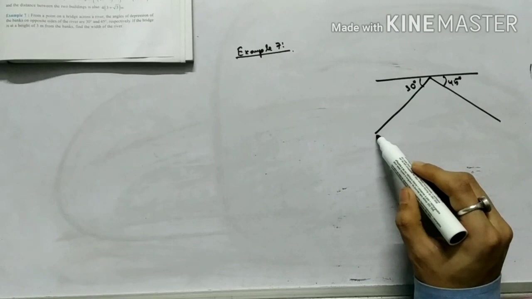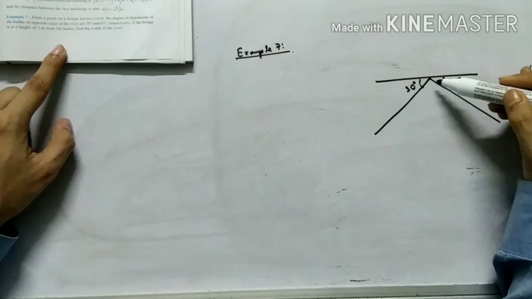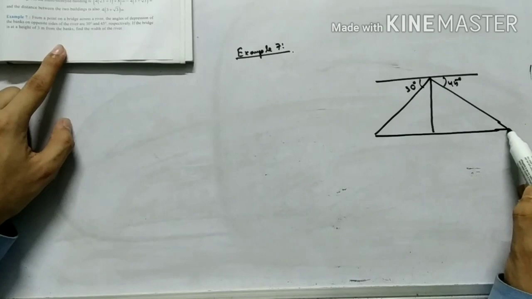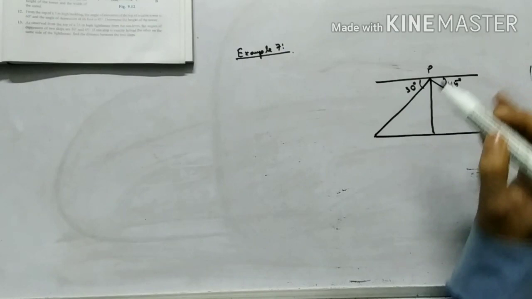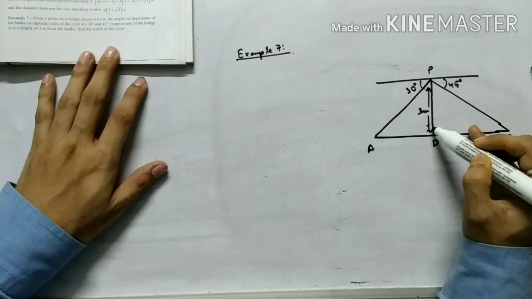If the bridge is at a height of 3 meters above the bank, so in here this is the height, you join it. This one we will name according to your diagram, P A B D. The height is 3 meters. PD is the height of the bridge.